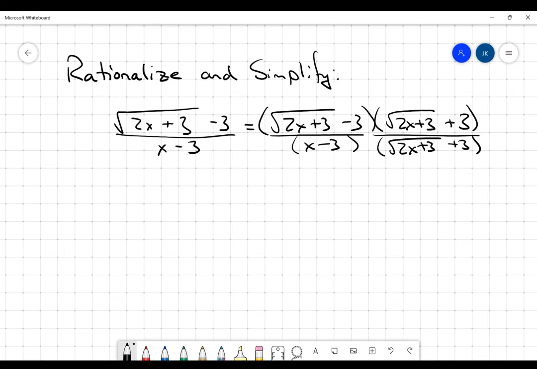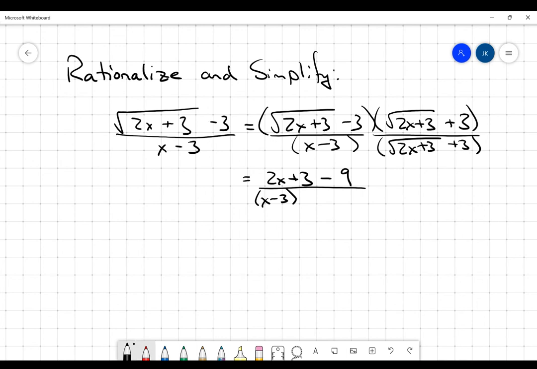We can't change the value of it, and if all you do is multiply the numerator, then you've multiplied by a value that's changing the overall value. But multiplying by 1 does nothing. And so when I do this, I am going to get 2x plus 3, because I'm going to square the radical there, so it's going to get rid of the radical, minus 9. And it's that minus 9 that sometimes becomes a problem for people.